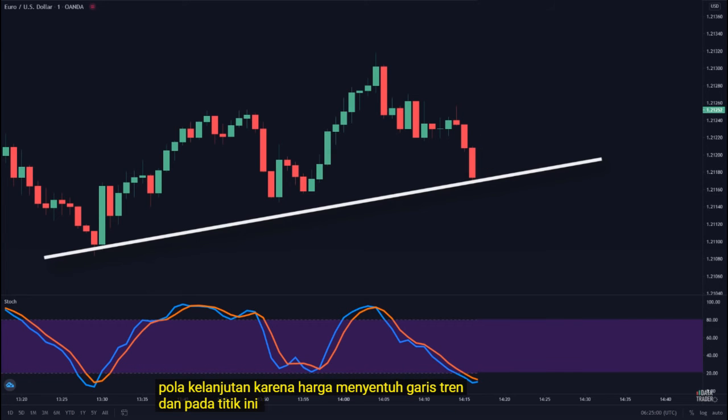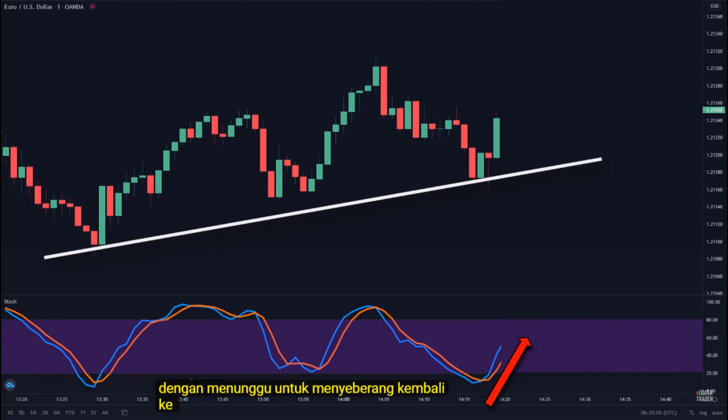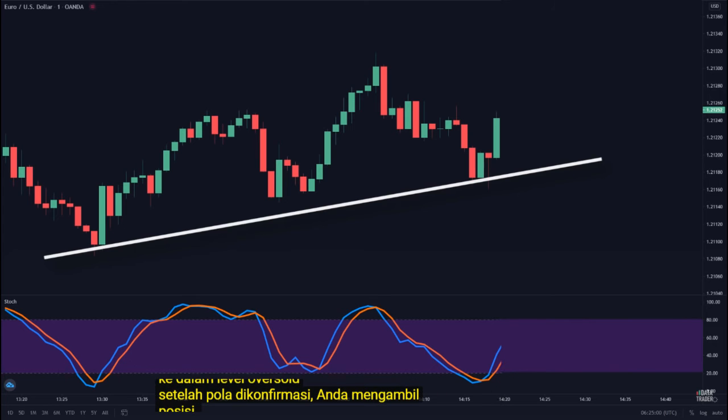And at this point, notice that the stochastics is at the oversold level. And so you want to utilize the stochastics to help us confirm the continuation pattern by waiting for it to cross back inside the oversold level. Once the pattern is confirmed, you take a buy position.